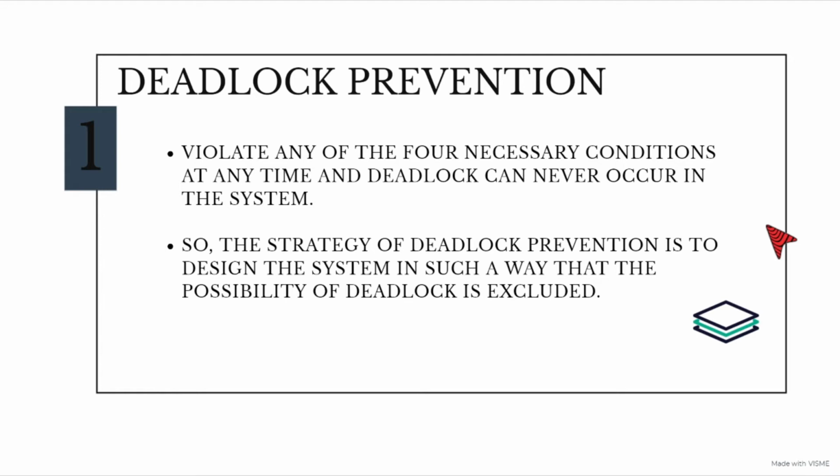So what does it mean? If we can eliminate, if we can remove any of the four necessary conditions, then deadlock will never occur in the system. So the strategy behind deadlock prevention is to design the system in such a way that the possibility of deadlock is excluded. Like we are making a system that will prevent the deadlock from coming. Like the system will not have deadlocks because we are preventing it before the execution itself. How? By removing any of the four necessary conditions.